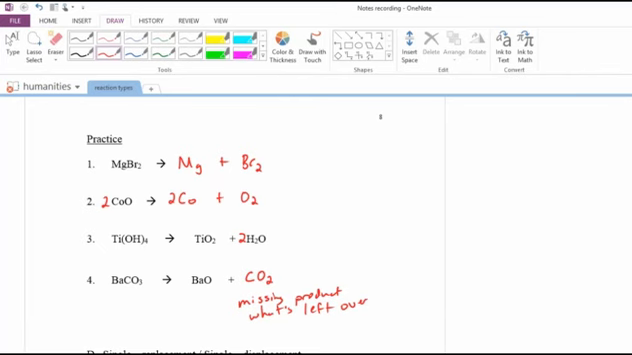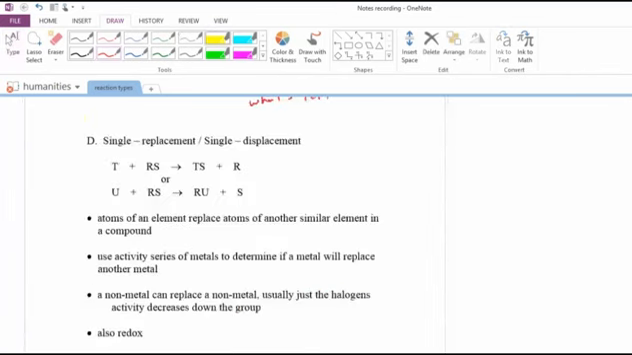Now we have single replacement, which is also called single displacement, because we have a single element that replaces an element in a compound. So you see T takes R's place, so now R is all alone, and T is with S.